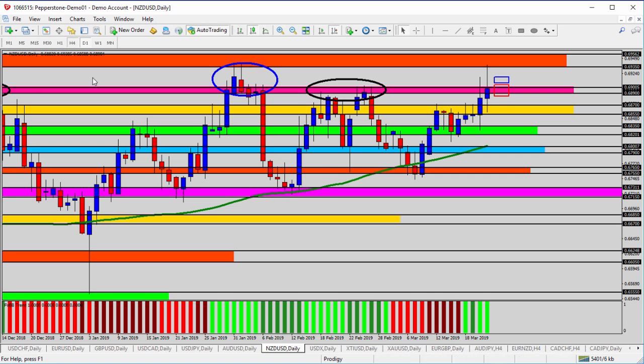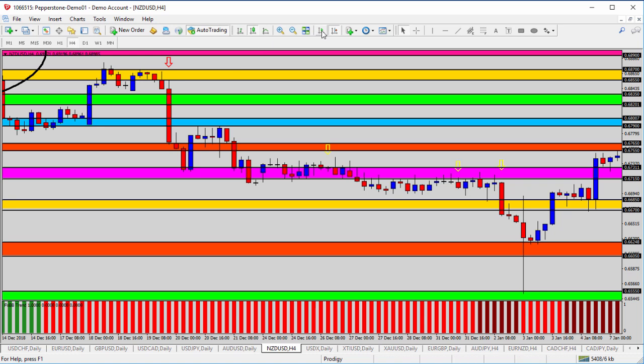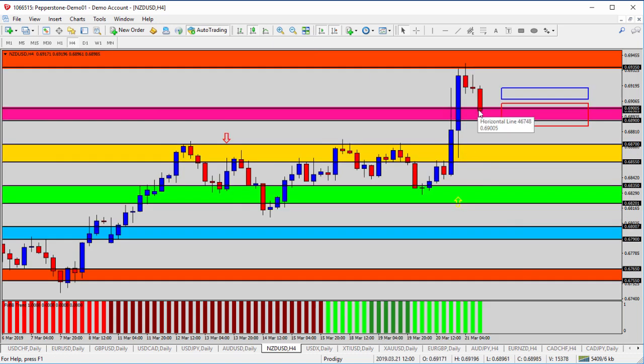We take it down to the 4-hour, and it looks a little bit different as we get down here to the 4-hour time frame. Obviously, we're sitting on top of that pink zone, 0.69, on the 4-hour time frame. So again, I think the break on the daily will give us more confidence in a stay above 0.69. If it can stay above 0.69 on the daily, then I think maybe we have a better chance of it going back towards 0.6935, the orange zone, or higher.